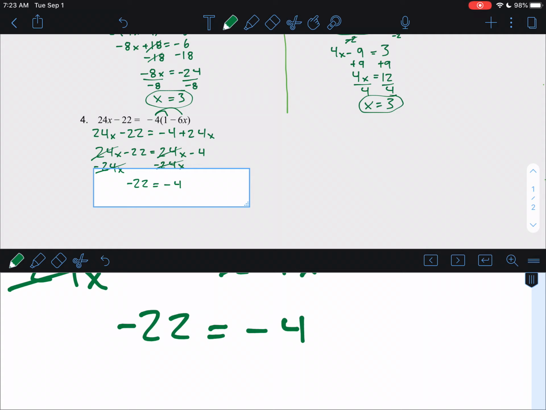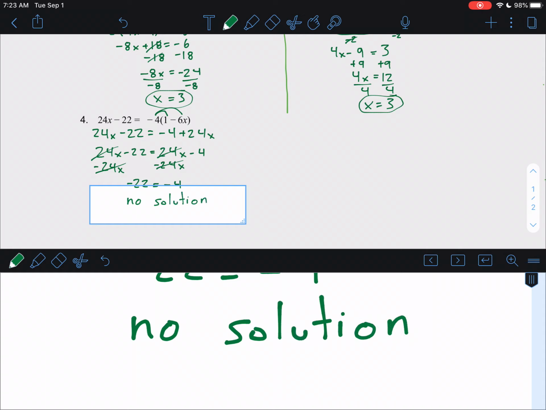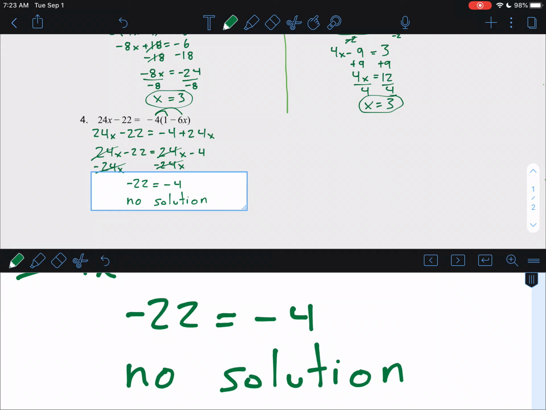This is not true. Negative 22 does not equal negative 4. They're two very different numbers. So the answer to this problem is no solution. Because negative 22 and negative 4 are not the same answer. If you have no x's left, and you just have an untrue statement, like negative 22 equals negative 4, or 3 equals 6, or 1 equals 1,000, if it's not true, there's no solution.